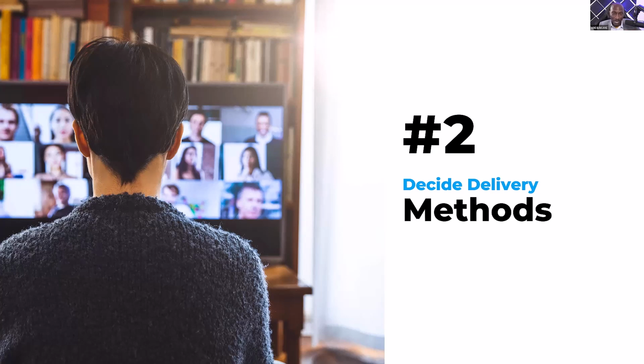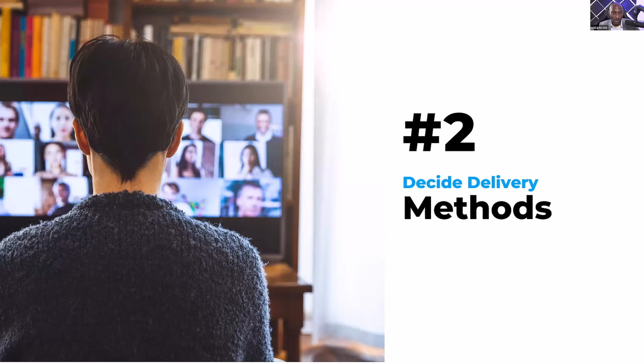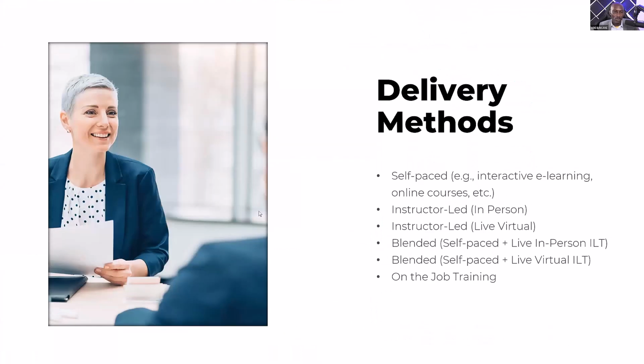So once we've clearly defined those, then the next thing that we need to do is decide on delivery methods, right? So how is this course going to be delivered? Is it going to be a self-paced course, which is usually referred to as your asynchronous courses, whereas your live instructor-led courses are known as your synchronous courses, simply because the learner and the instructor, the training is happening live, basically, right? So how is the training going to be delivered, right?